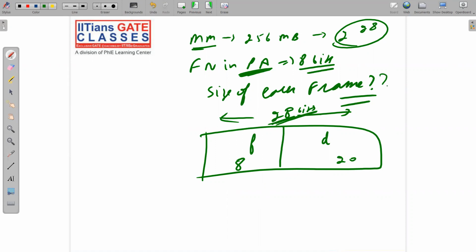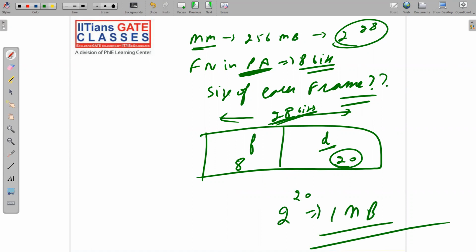Now, size of each frame. What will be the size of each frame? That is very easy. 20 bits is the offset, so 2 power 20, that is 1 MB. Very simple. I hope you have got it. Take the snapshot. I will jump to the next slide.